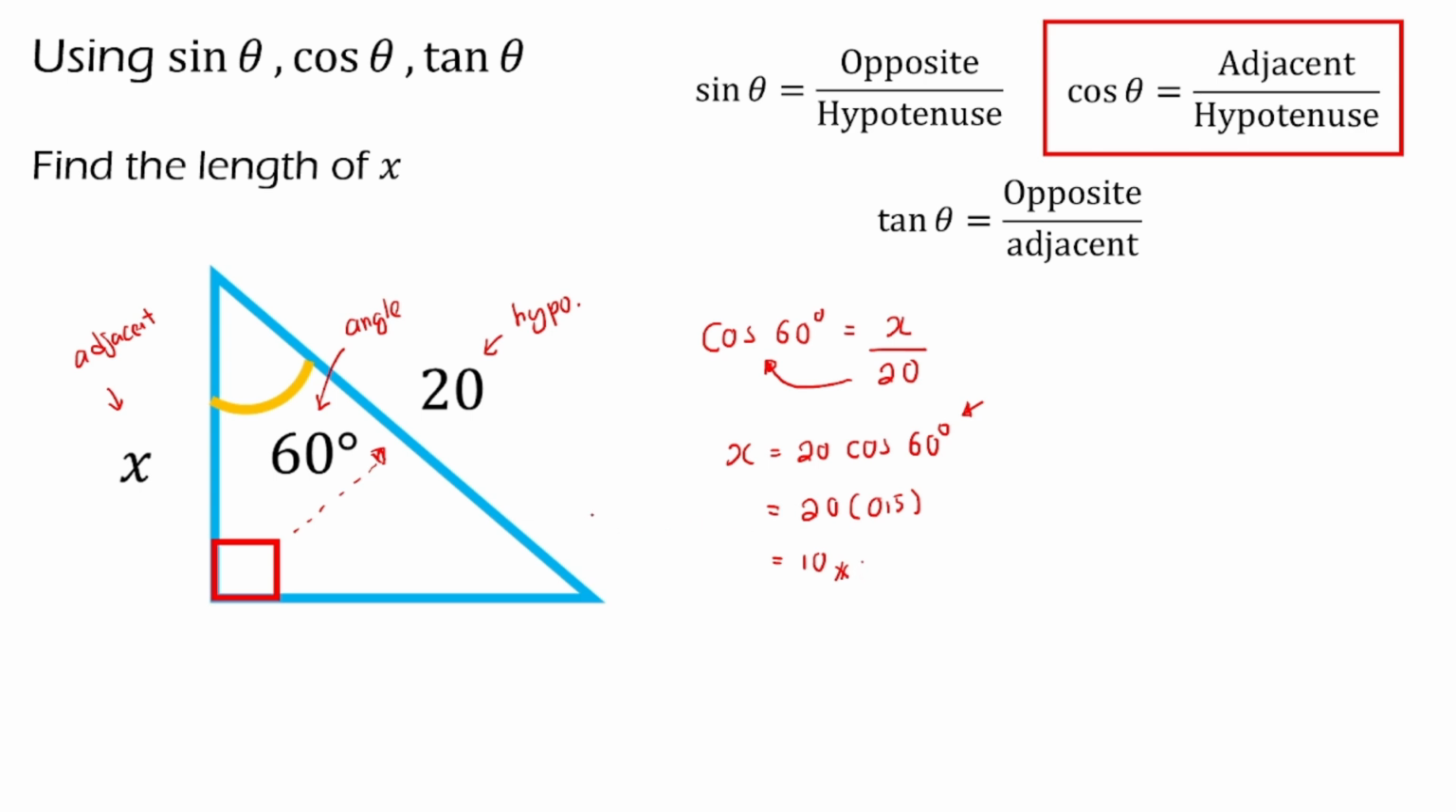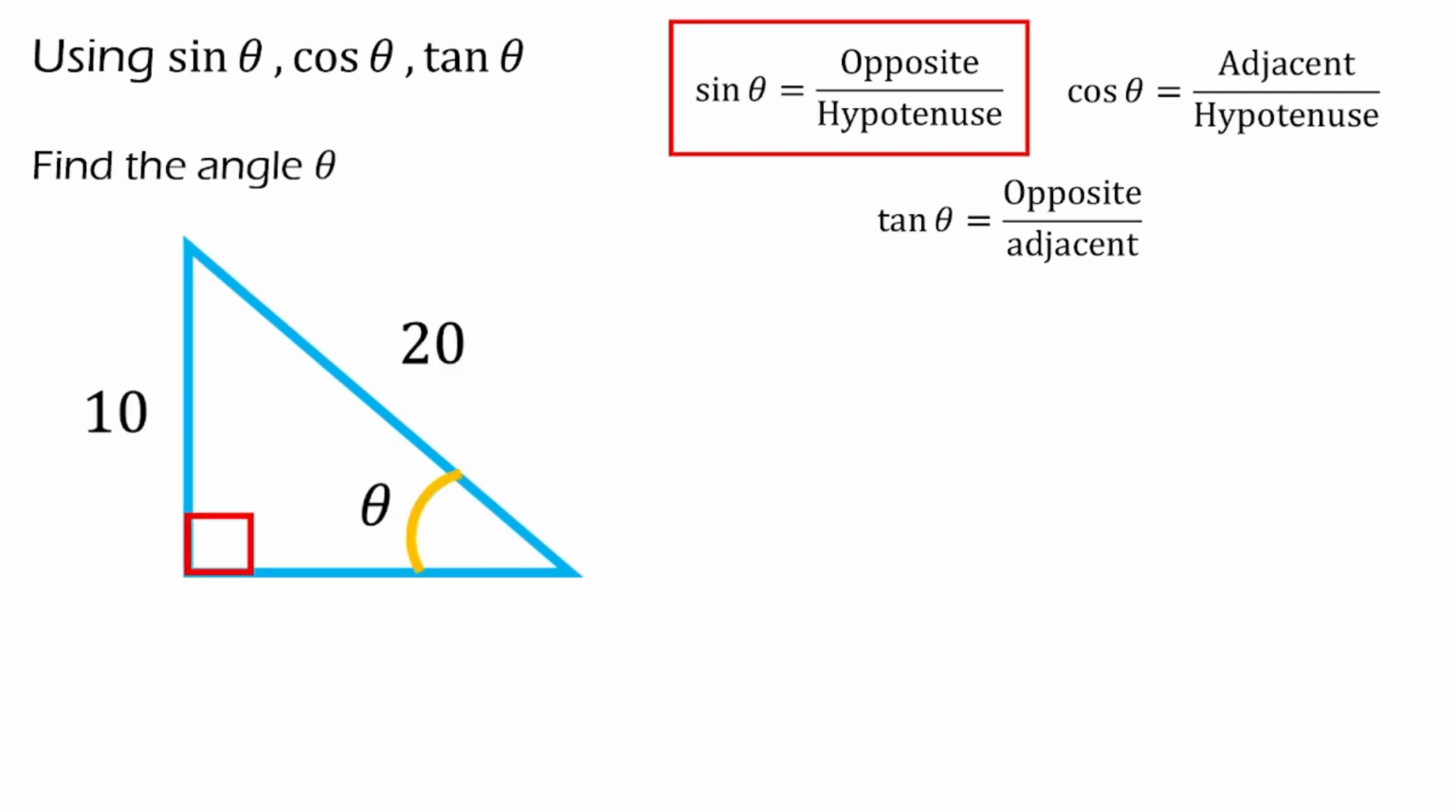Again, you can check: since x is adjacent, our length should be less than the hypotenuse. So this gives us a sense that our answer should be correct. Let's move on to another example. Both of the examples just now are how to find the length. Now, in this example, we are going to find the angle.